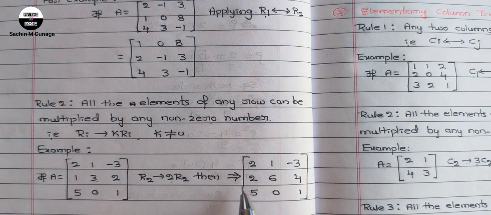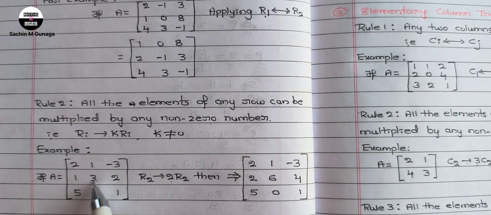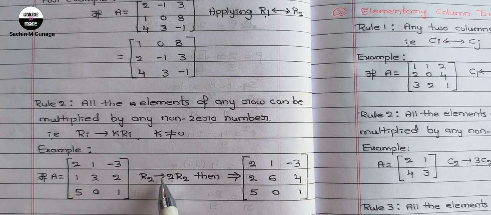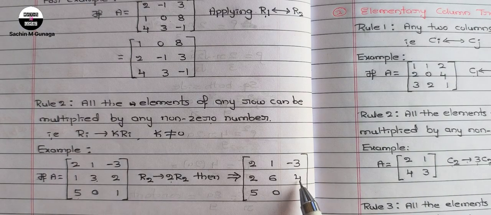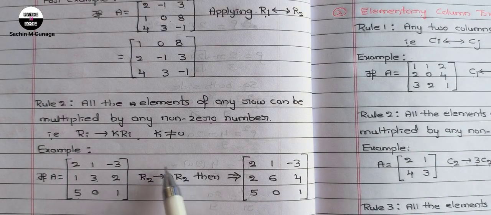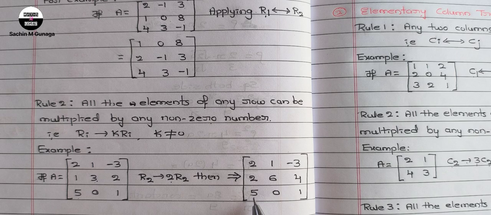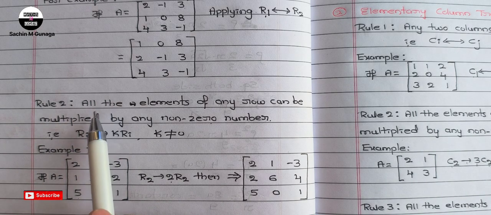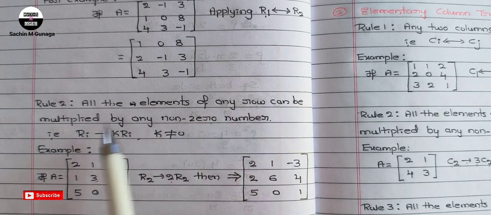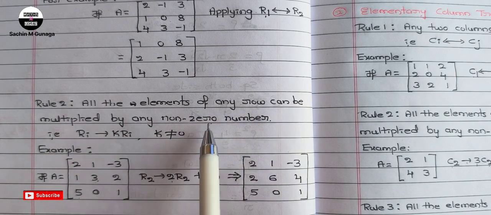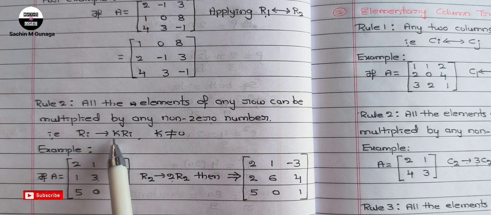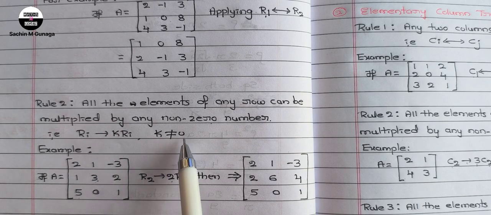Therefore 2 into 1 is 2. Next 2 into 3 is 6. Next 2 into 2 is how much here? 4. So after applying this rule, the given matrix becomes 2 1 minus 3, 2 6 4, and 5 0 1. So this is rule number 2. That is, all the elements of any row can be multiplied by any non-zero number. Remember, whichever number you take here, don't take 0. K should not be 0.